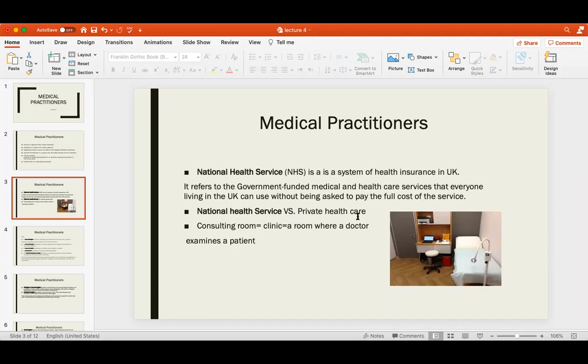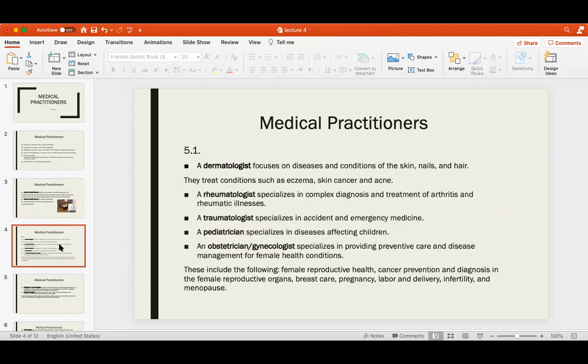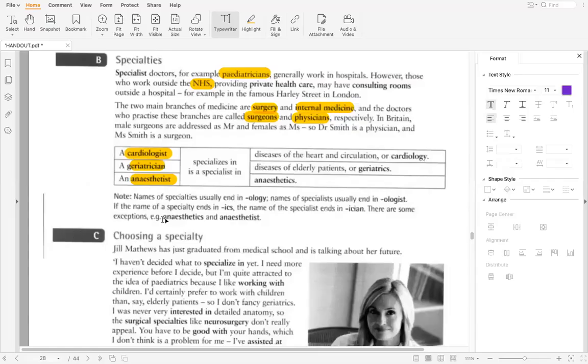Doctors who work in UK outside the National Health Service, they have consulting rooms. What is the meaning of consulting room? Consulting room means a clinic, all right? عيادة. A room where a doctor examines a patient. In Egypt, we don't have this organization, the National Health Service. In Egypt is the medical insurance. All right.